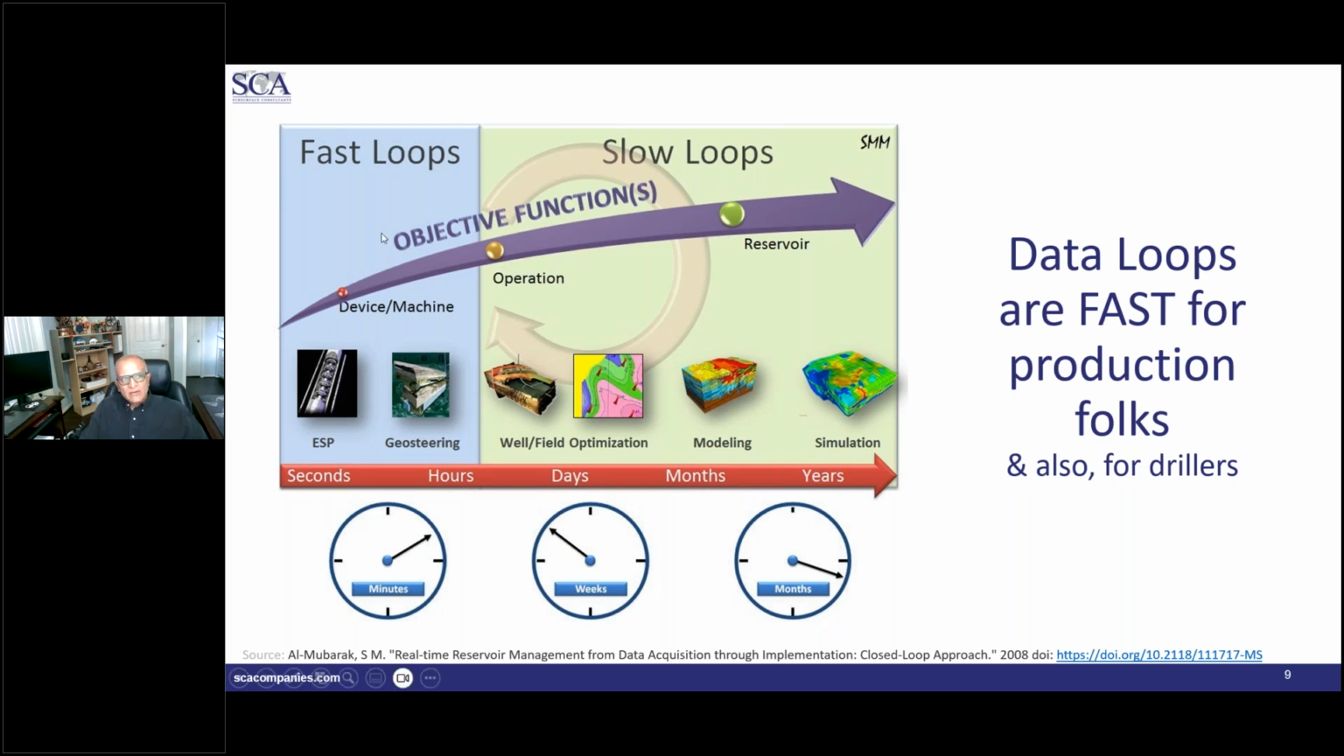So the takeaway is that the data loops are very fast for production folks, and that's where some of the analytic techniques that I talk about in the class are very, very important. Because if your data loops are fast and your decision loops are slow, then those faster data loops cannot do much for you. And you might defer your production for much longer than what you would.